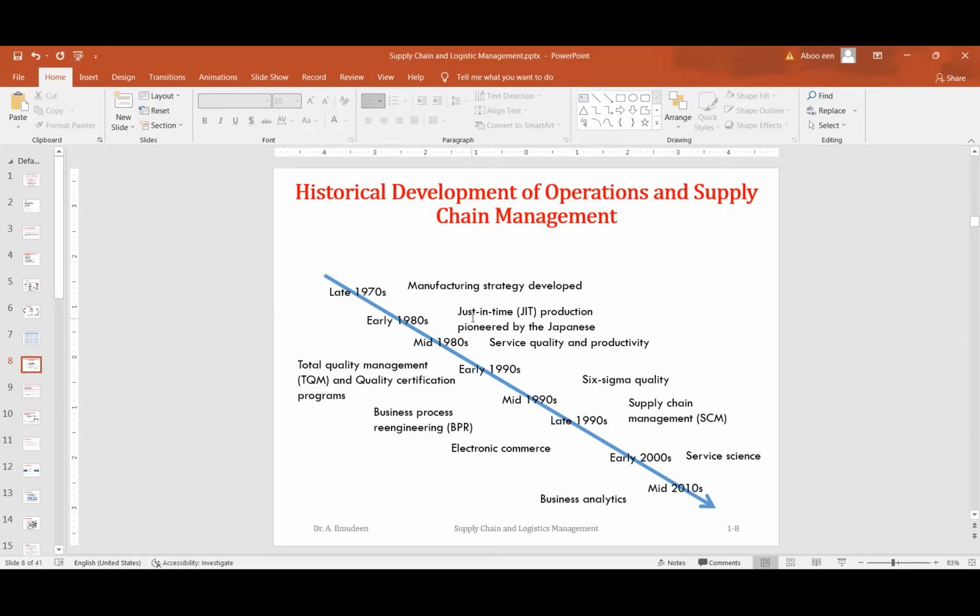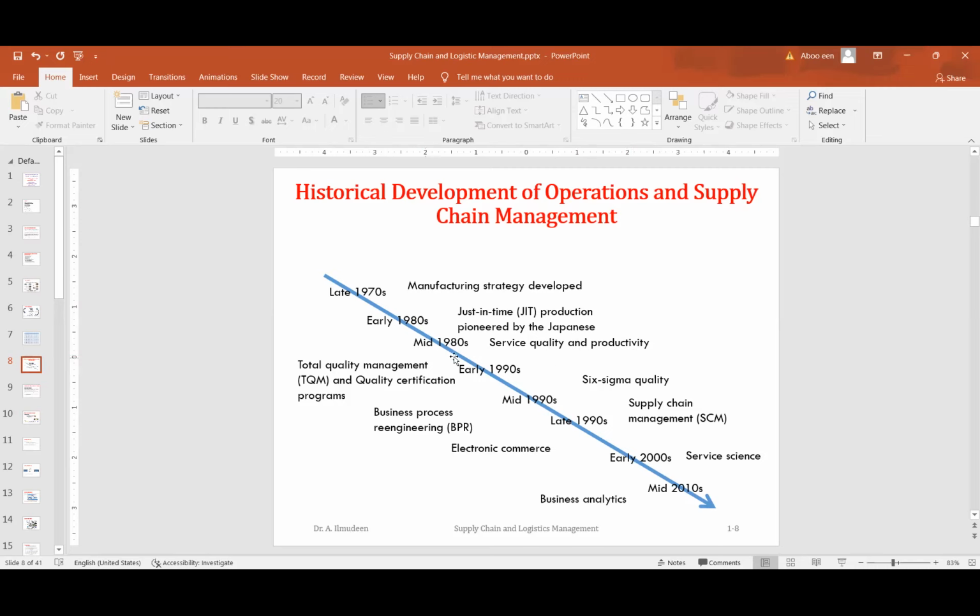So there is no inventory management, there is no finished good storage. Once they receive the orders from the customers, only then they place the order for raw materials, manufacture and sell to the end users, just-in-time production, early 1980s. After that, in the mid-1980s, service quality and productivity. They focused on service quality. They checked the quality parameters, and the manufacturing firms wanted to benchmark based on quality and productivity. They tried to increase the productivity, and they tried to benchmark based on the quality.